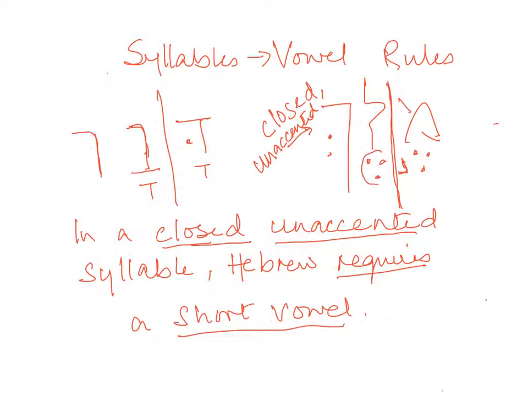And can you see the segol here? Segol is a short vowel, and that is why the segol exists there and not any other, not tsere, which would have been a long vowel. Hebrew requires you to have a short vowel there. In this case, it's the segol. Take a minute to absorb this.